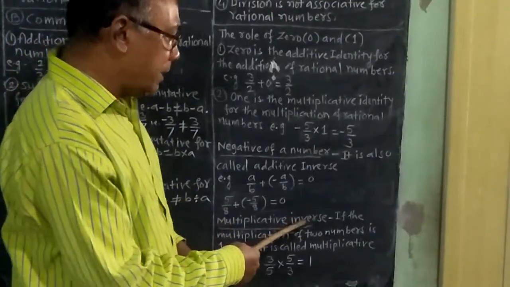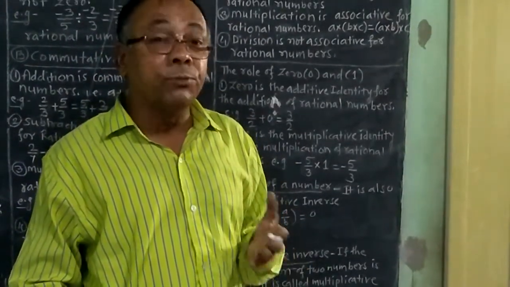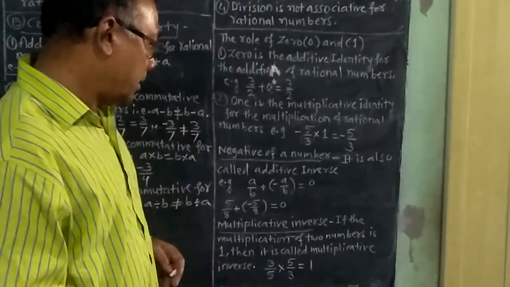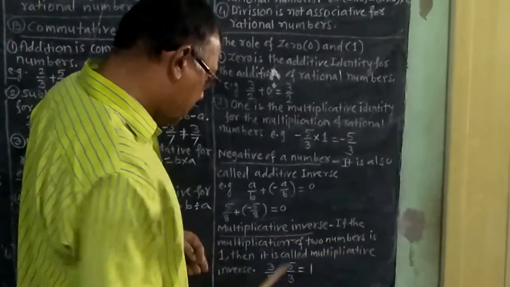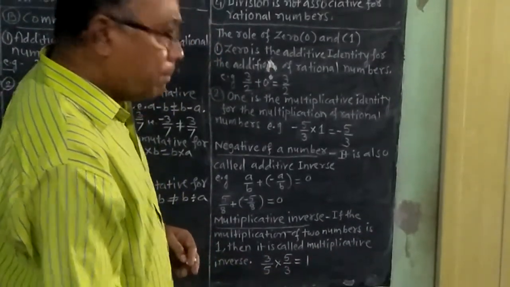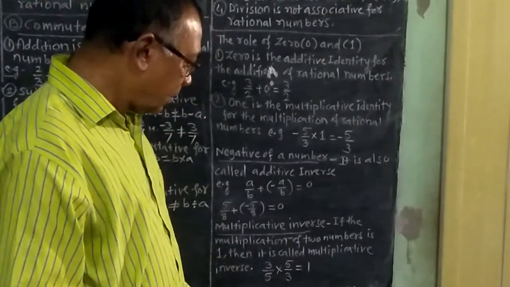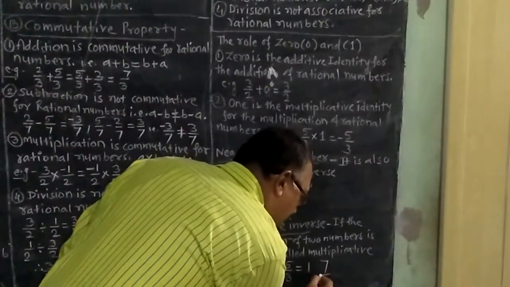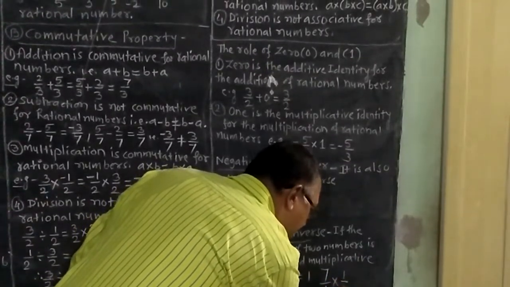Similarly, the multiplicative inverse. Multiplicative inverse means if the product or multiplication of the two numbers is 1, then the two numbers are called as multiplicative inverse of each other. Here I have written that if the multiplication of the two numbers is 1, then they are called multiplicative inverse. Here, multiplicative inverse of 3 upon 5 is 5 upon 3. Or here 7 is there, then multiplicative inverse of 7 means 7 upon 1. We can write here 1 at the numerator, 7 at the denominator.